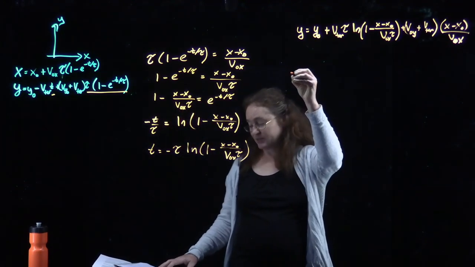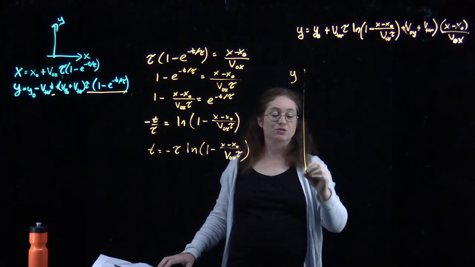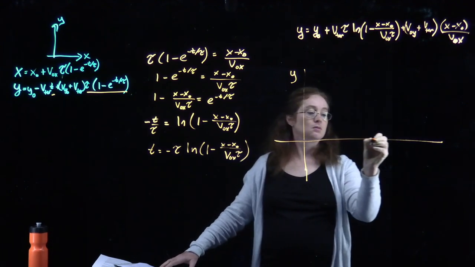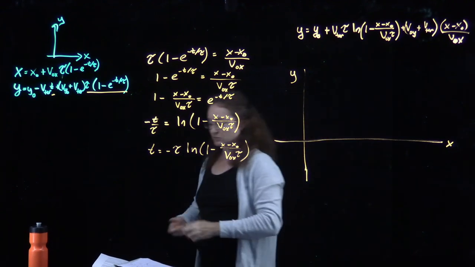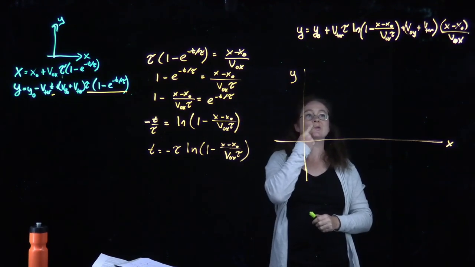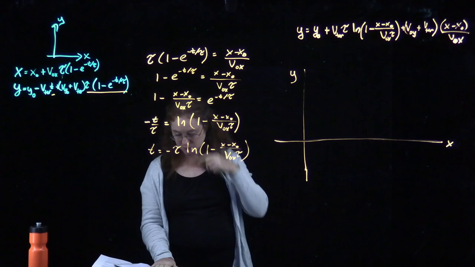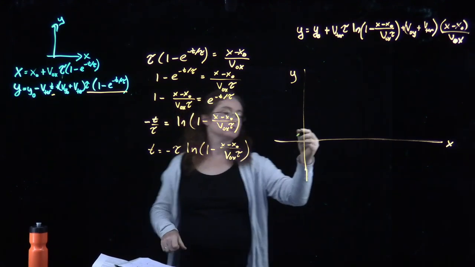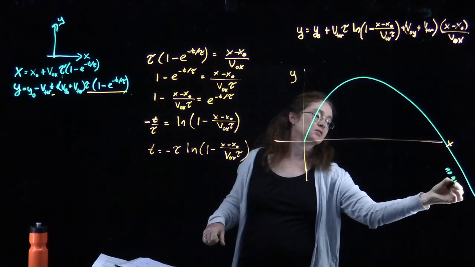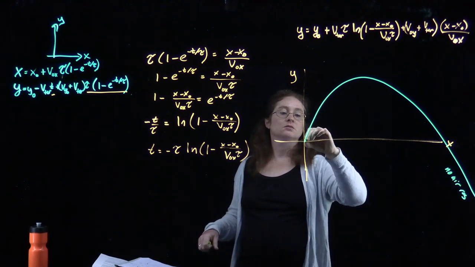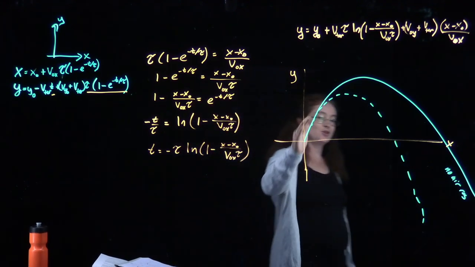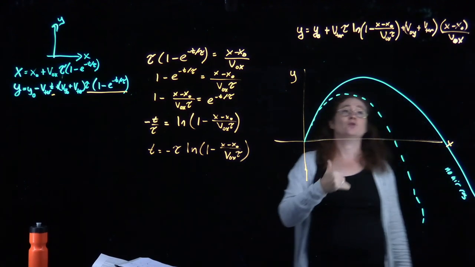Now, you can plot the trajectory of an object, y as a function of x. And we can look at, so here, no air resistance, and if you have air resistance, the object is going to slow down faster, so it is going to fall faster.